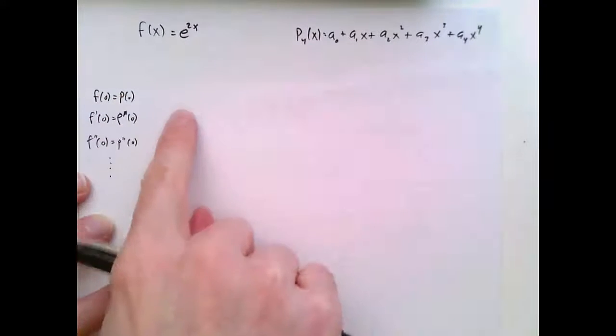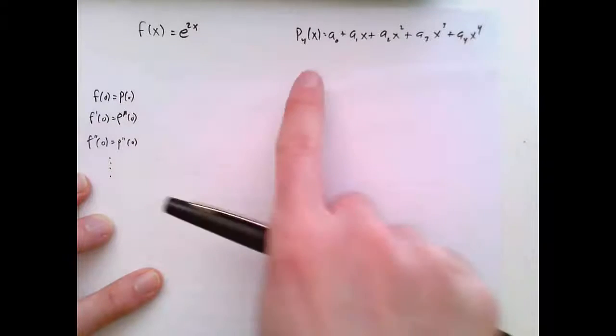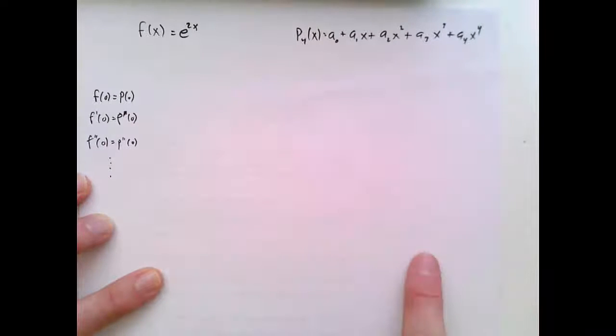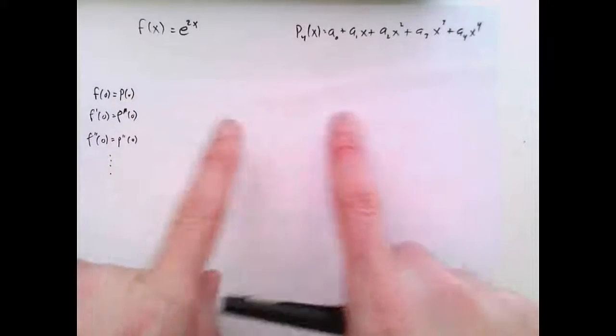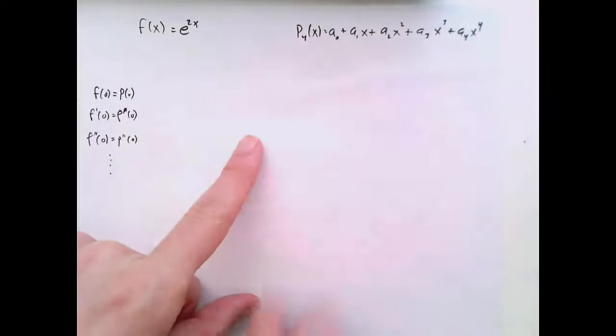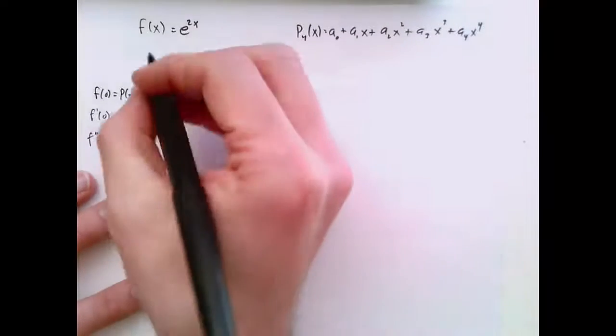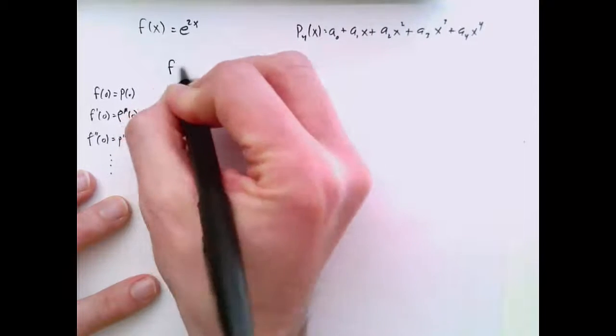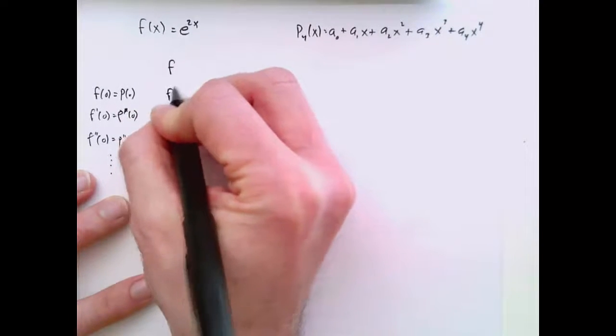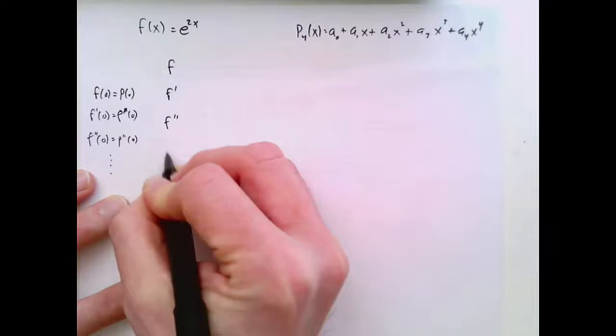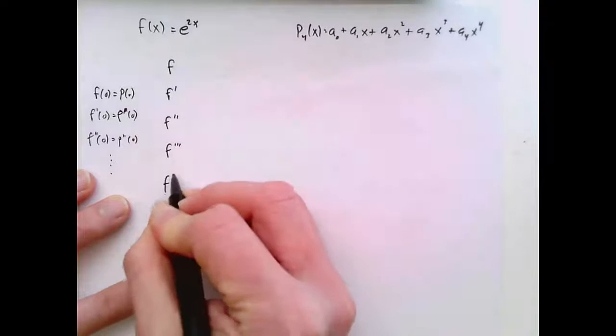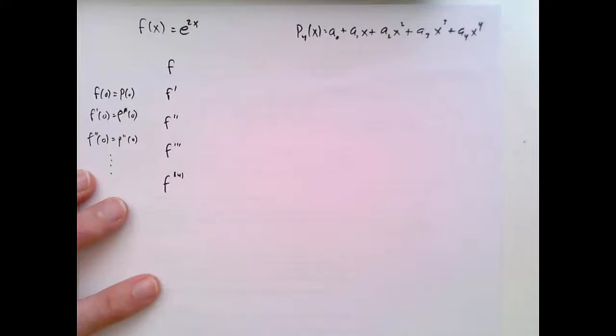So here's what we're going to do. I'm going to calculate all of the derivatives of f down this side. And I'm going to calculate all the derivatives of p down this side. And then I'm going to evaluate them at 0. And then I'll set all those equal. All right, so let's just do the derivatives of f. So this is going to be f, f prime, f double prime, f triple prime, and the fourth derivative of f.